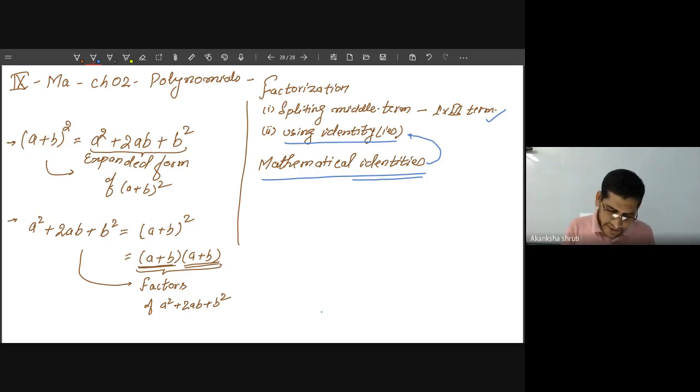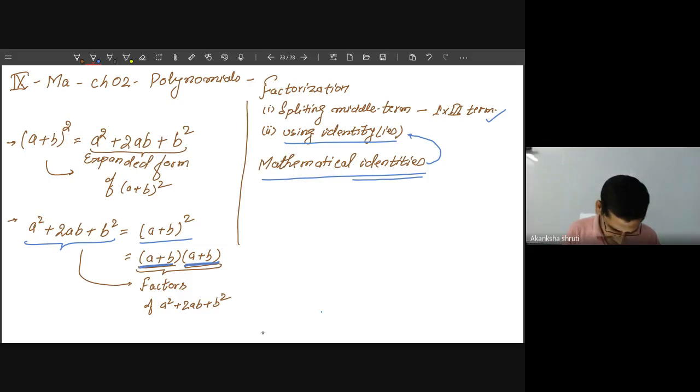but the reverse can also be written. Wherever the expanded form is given, say a² + 2ab + b², this can be written in this compact form or as the product of two brackets. And the product of two brackets is what? When one number can be written as the product of two numbers, then the two numbers are the factors of the very first number. In a similar fashion, if an expression can be written as the product of two brackets, then the two brackets are the factors of the bigger expression.